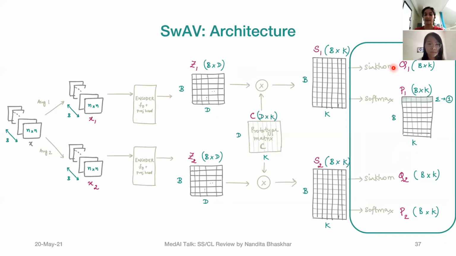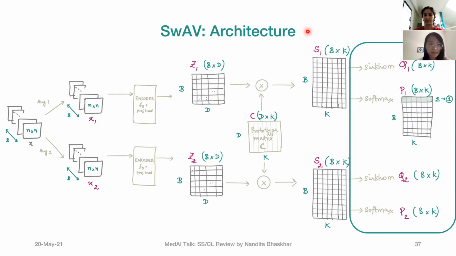So given that you have 2 different probability distributions for a particular batch of images, and then you have 2 different views, you basically have 4 probability distributions. And that's where the swapping comes from. What they want to do is minimize the cross entropy between P1 and Q2. So they're swapping the probability distribution across the different views. So you minimize the cross entropy between P1 and Q2 and P2 and Q1.